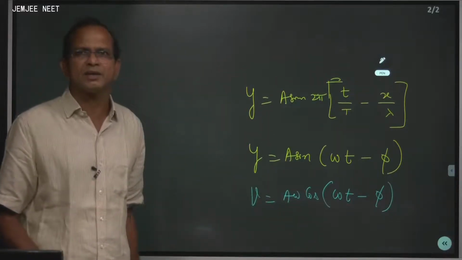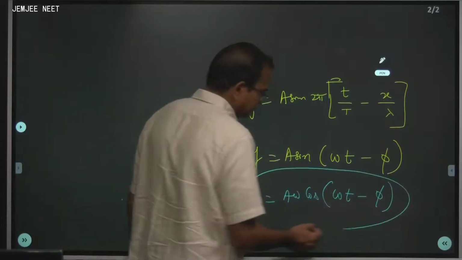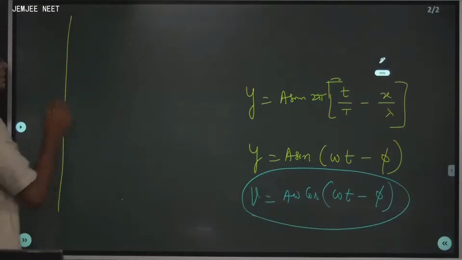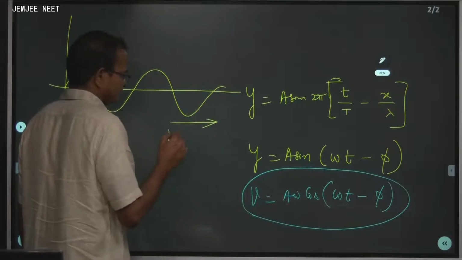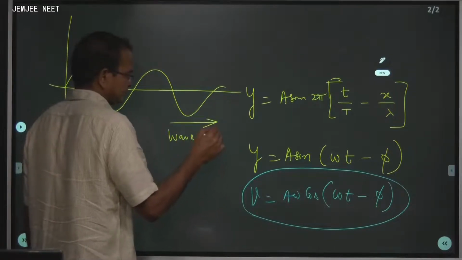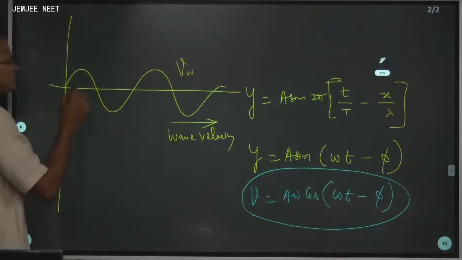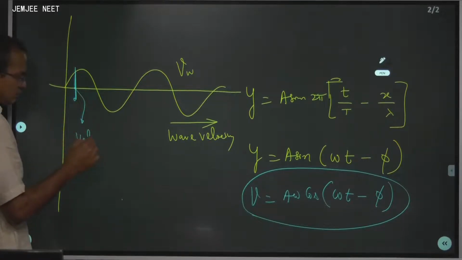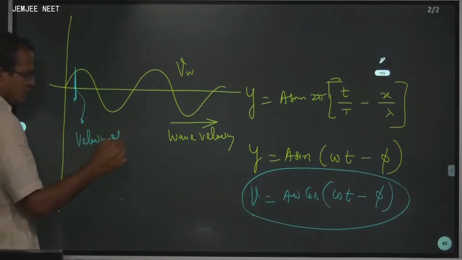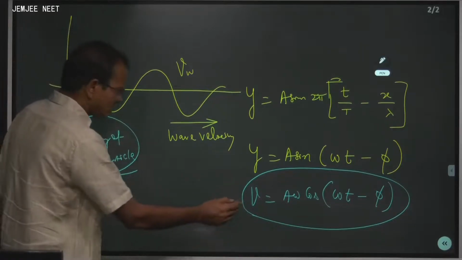Why I am writing this again is, now I want to tell you that this velocity is different from the wave velocity. This wave velocity goes like this. This is the wave velocity, the velocity of a wave, whereas this is the velocity of the particle. Velocity of a particle, right? So this is governed by the velocity of the particle.